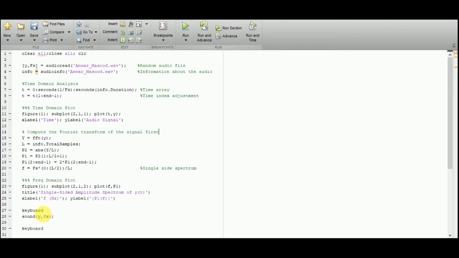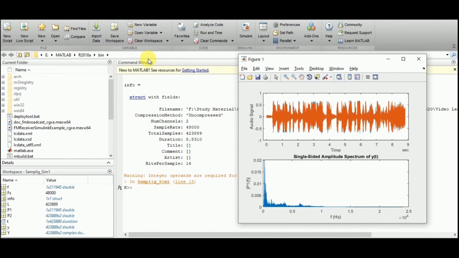Next, I have set a keyboard pause just to visualize the data in time domain and in frequency domain, and then I would play the sound which is there in this file. So let us run this simulation. So this is the data which is available in the info file.